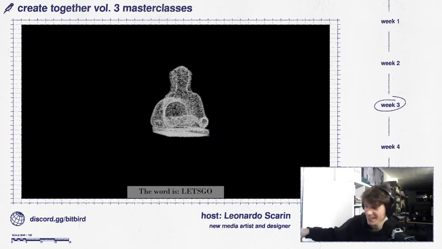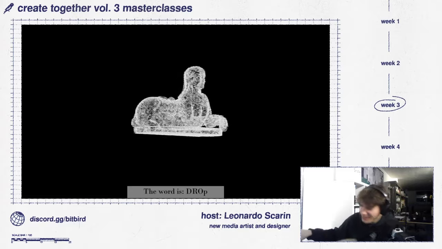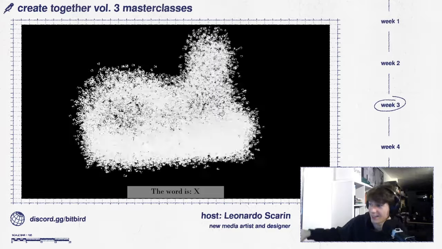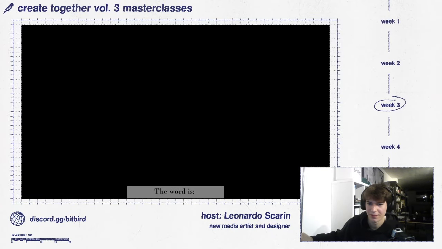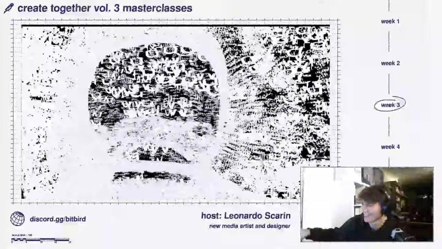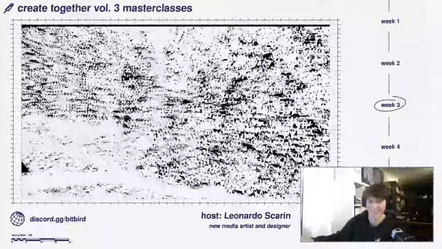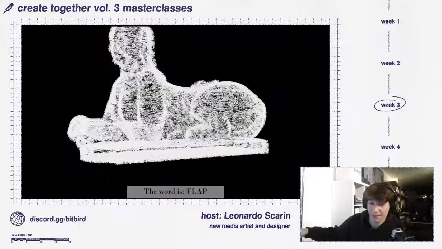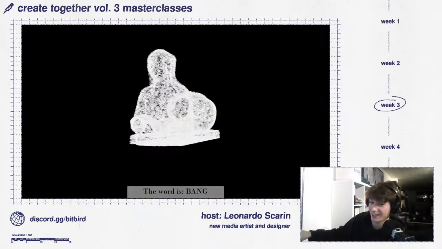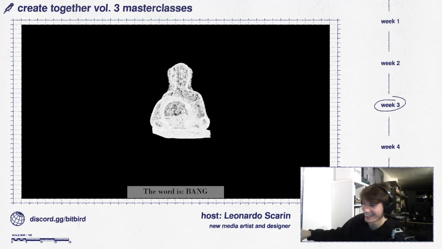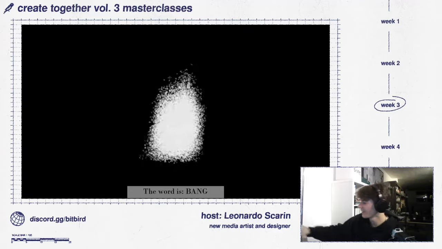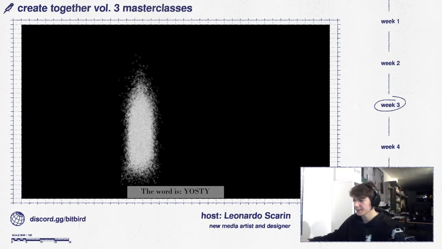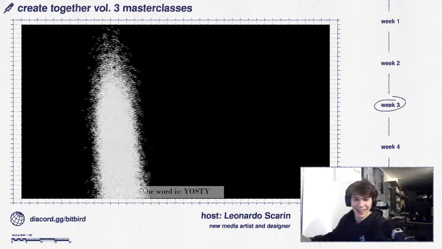GF4, the word is let's go. Okay, the word is drop. The word is X. Ooh. The word is flap. We have a sphincter made of flaps here. I see a bang. All right, let's move to the next sculpture. Ooh, what character is that? RGB dog.